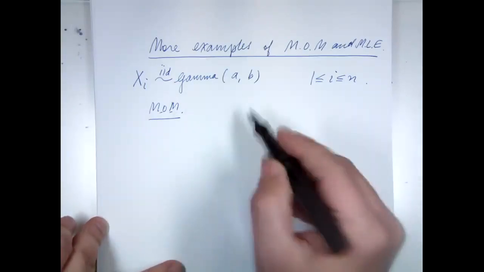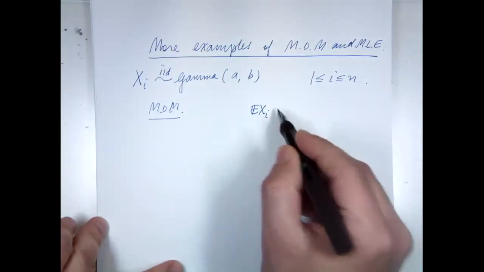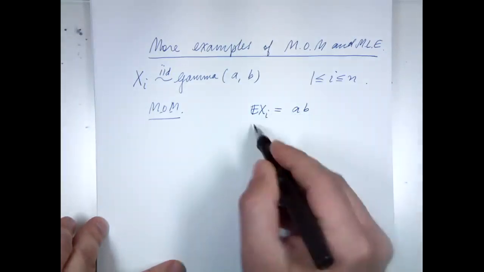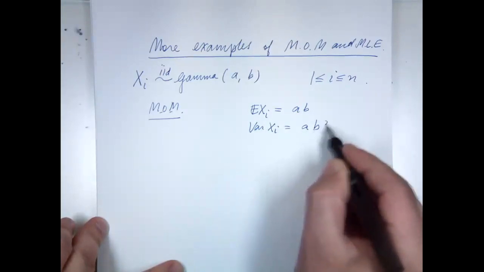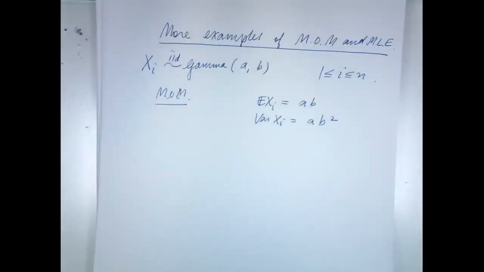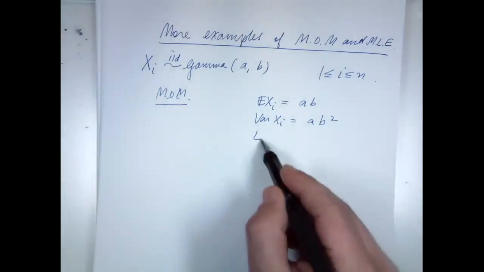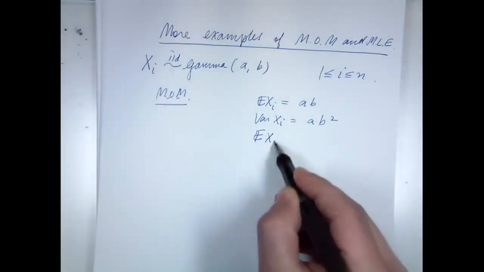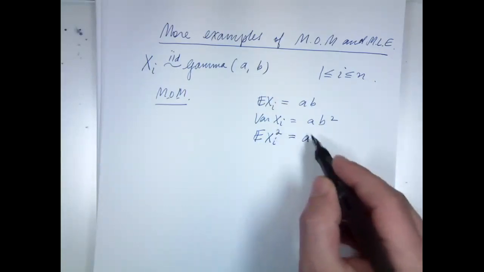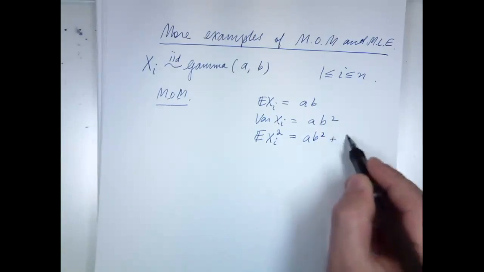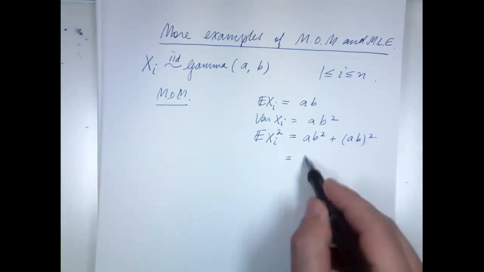We have to remember the theoretical moments first. The expected value is AB. We calculated this before. The variance is AB squared, where B is the scale parameter. And we don't use the variance per se, we use the second raw moment. So the expected value of Xi squared, the second raw moment, is AB squared, the variance, plus the mean squared, which is A squared B squared.